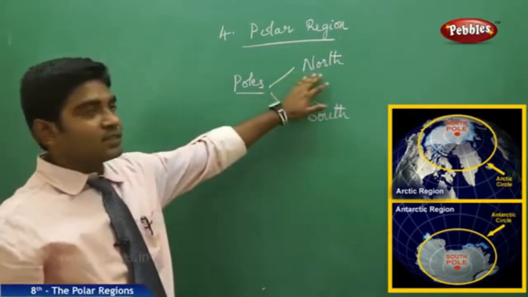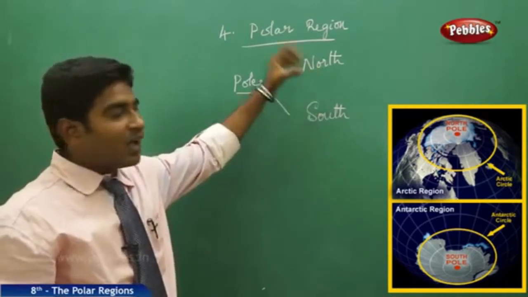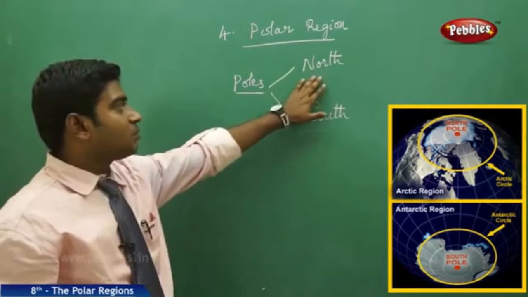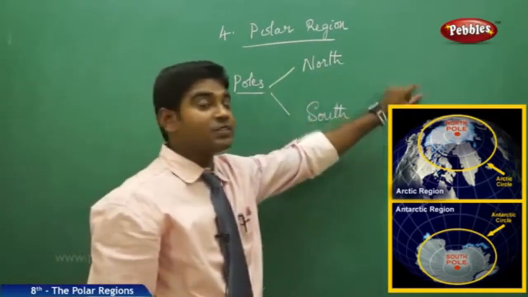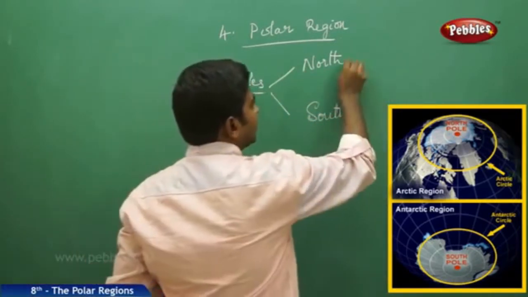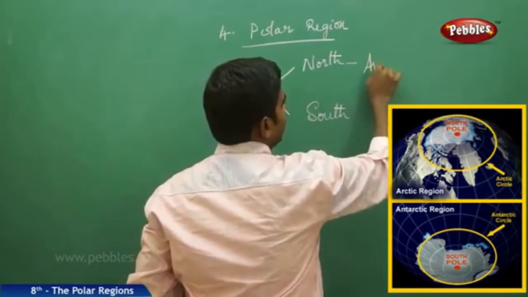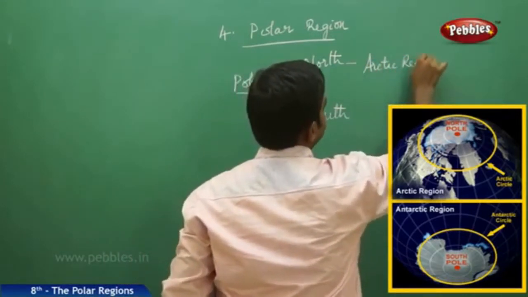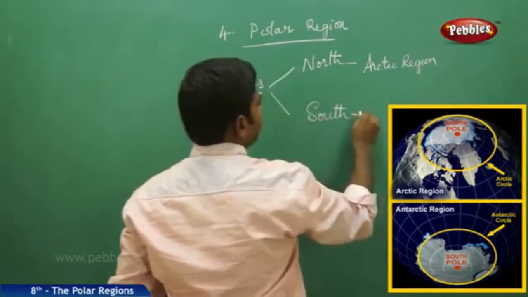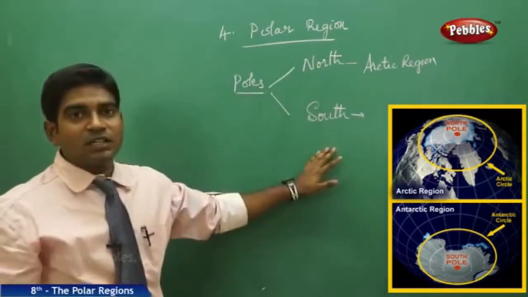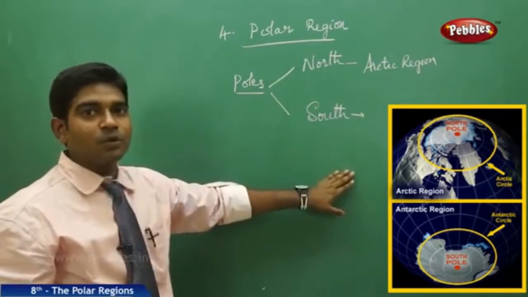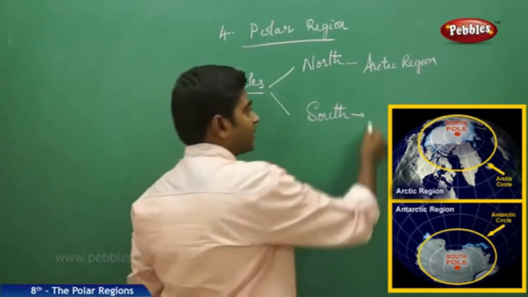The area above the Arctic Circle and around the North Pole is known as the North Pole region or the Arctic region. What is it known as? North Pole region or the Arctic region. In the same way, the region which is below the Tropic of Capricorn and around the South Pole comes under the Antarctic region.